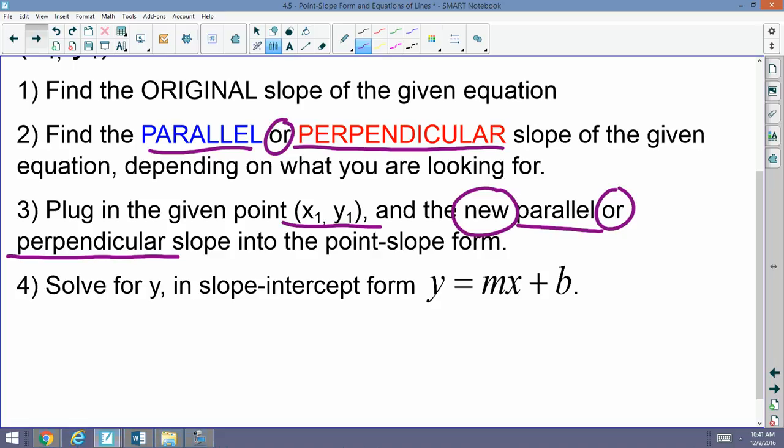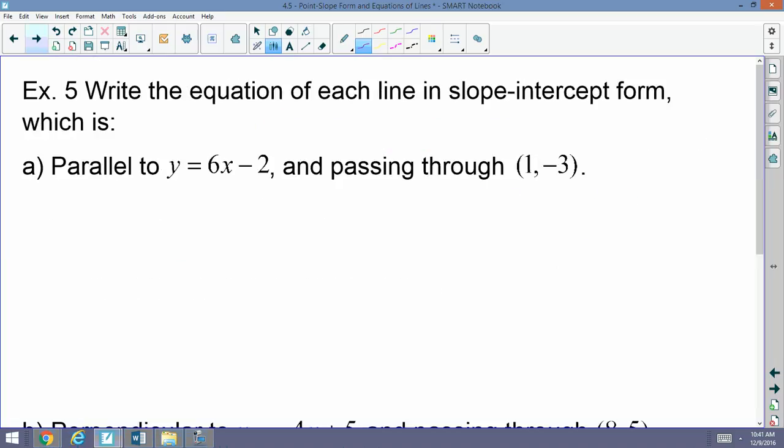Now, write an equation of each line in slope-intercept form, which is A, parallel to y equals 6x minus 2 passing through 1, negative 3. You know me, guys, I'm a big labeler. I strongly suggest you do this. This is x1, y1. It takes 2 seconds to do it correctly.